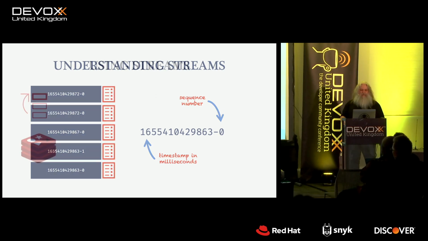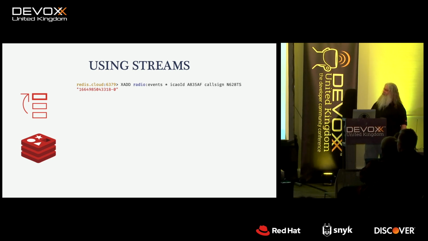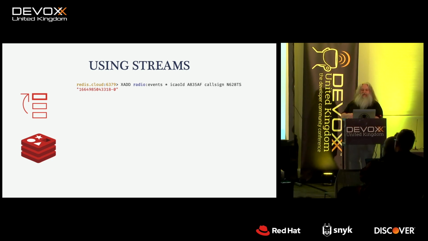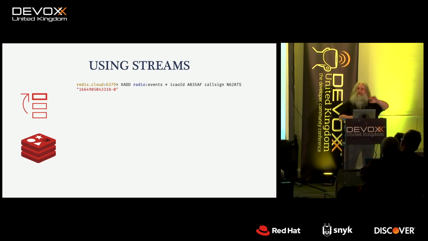rendition. To use a stream in Redis, there are just some Redis commands. Here I'm calling xadd. I give it a stream name, which is a key in Redis. I give it a star for the ID because I want it to generate an ID. I can override that ID behavior, but by default it generates it with the timestamp. And then you give it key value pairs. So here we have Elon Musk's airplane.